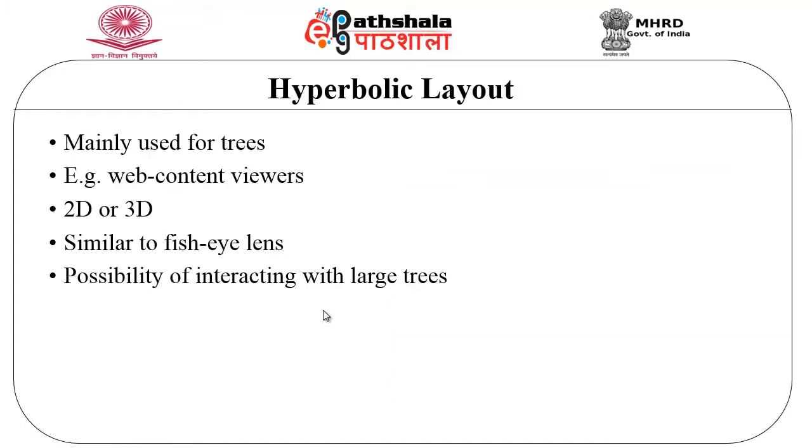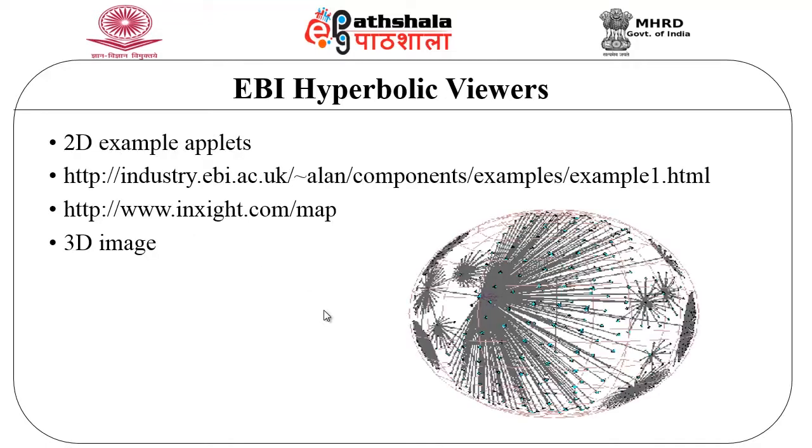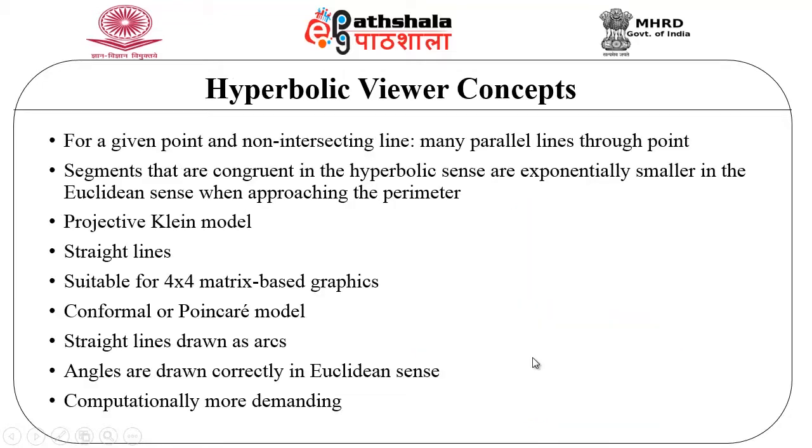You also have hyperbolic layouts, as in the case of trees. For graphs, we also have hyperbolic layouts. Examples are web content viewers. It can be either in 2D or 3D. These hyperbolic layouts are similar to fisheye lenses, and there is a possibility of interacting with large trees. So this is a hyperbolic viewer. You have the example at this particular URL. These are various URLs which show these hyperbolic viewers. This is a 3D hyperbolic viewer.